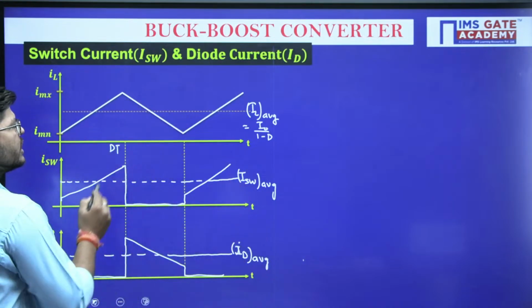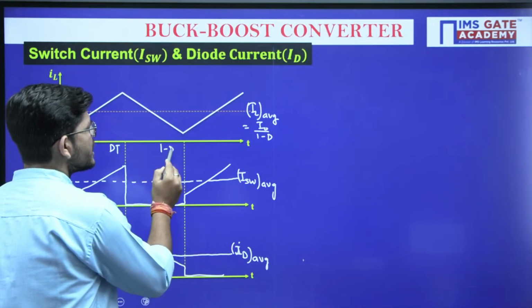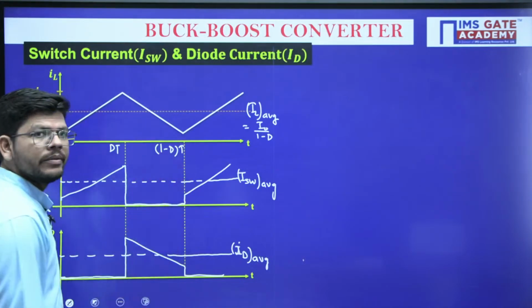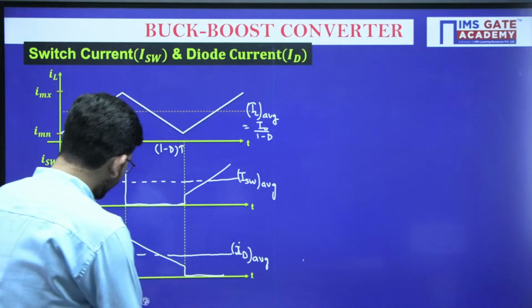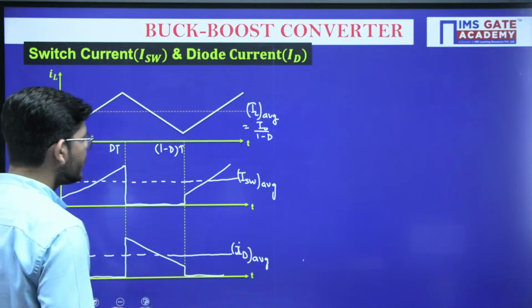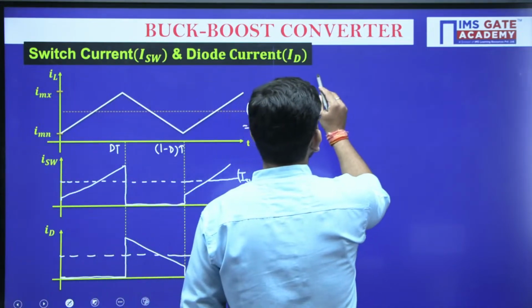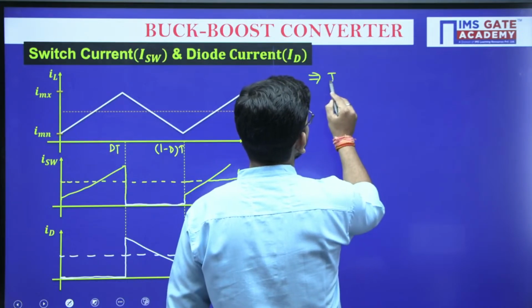Now it's time to calculate this value. What do we call this time? dt. And what do we call this time? This is 1 minus dt. So how are we going to calculate their average value? Just see here, it's very easy. If we have to calculate the average switch current.